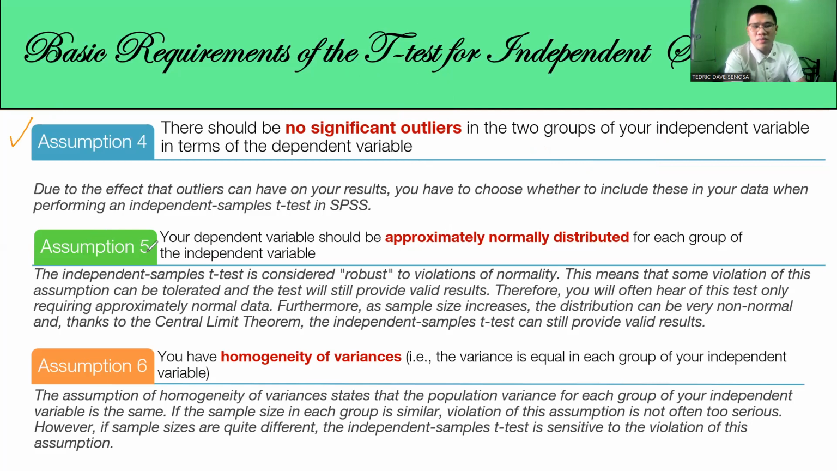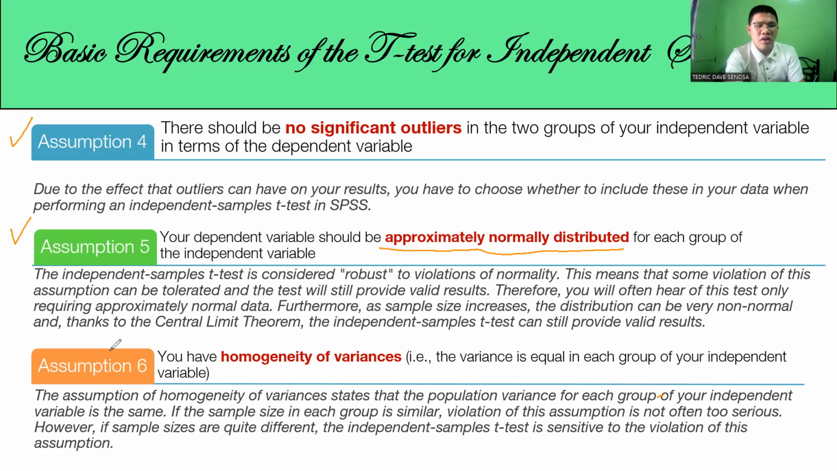Let's move on to assumption 5. Your data should be normally distributed for each independent group. When you say normally distributed, there are higher scores, lower scores, and middle scores. There is actually a test of normality, but we will not dig into it because we don't have any time. So we presume that our data is normally distributed.